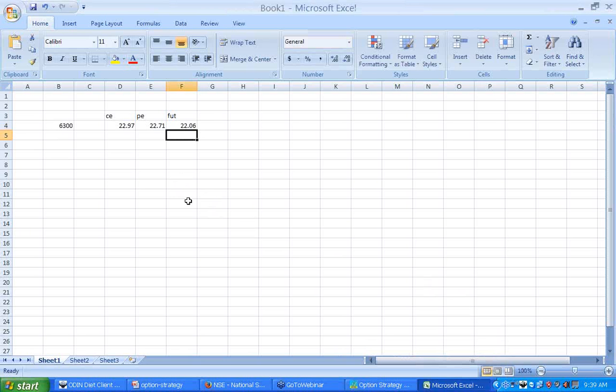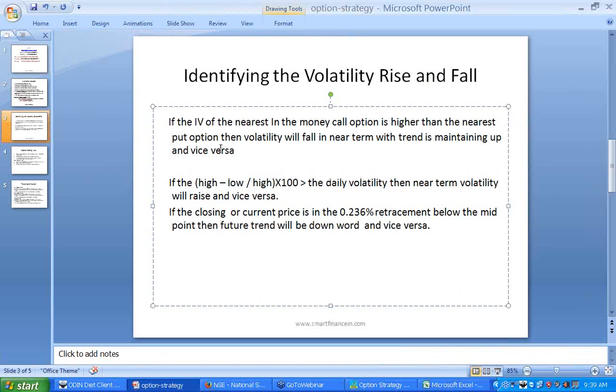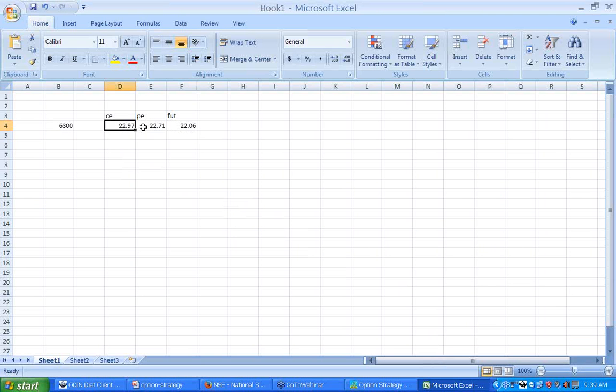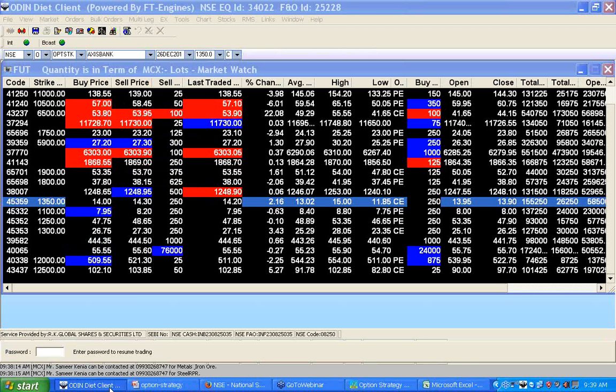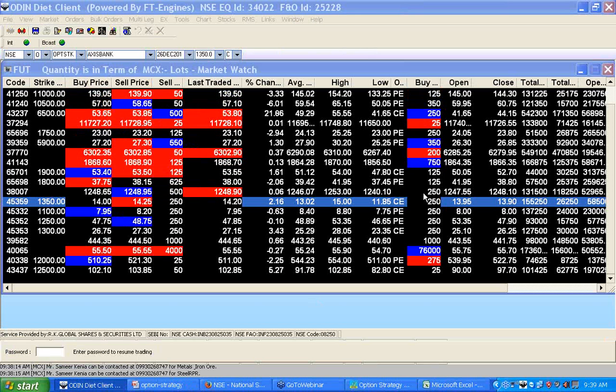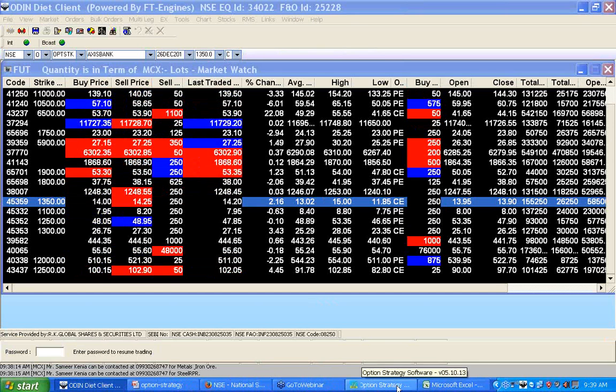Fine. So now, what is the rule I have told? If the IV of the nearest in the money call option is higher than the nearest put option, then the volatility will fall in near term with the trend maintaining up. So what you are expecting from here? Can anyone tell? IV of call option, IV of put option, nearest same strike because we are at 6,300 now, 303, 304. So what we are expecting now?